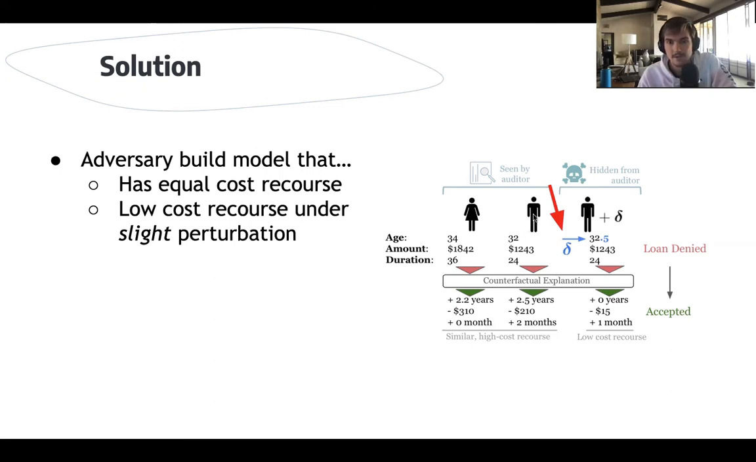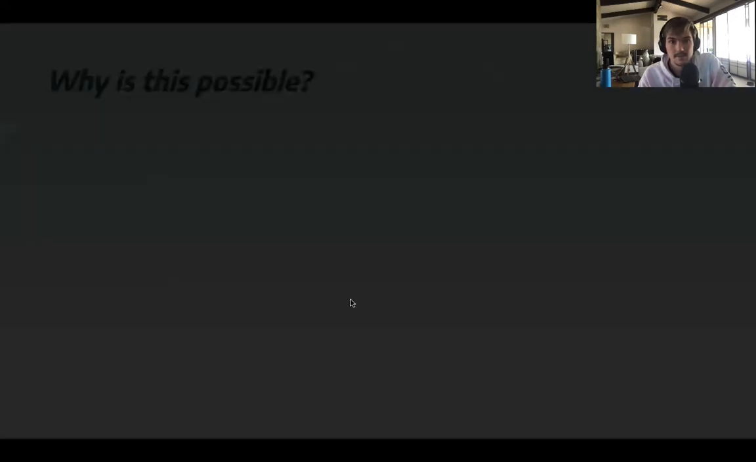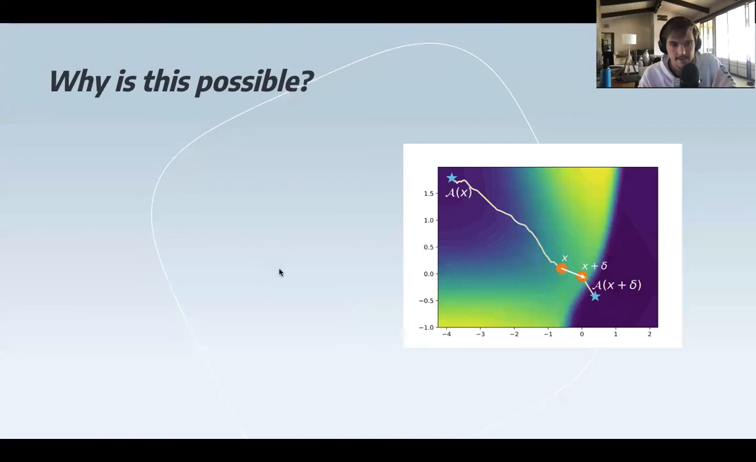So if they simply perturb male instances when they occur, the model will generate very low cost recourse. And while the model looks unbiased on the original data, for this perturbed data distribution, the model will be biased. So the adversaries can accomplish their goal in this sense. They can generate low cost recourse and perpetuate bias simply by perturbing data points. So why is this possible?